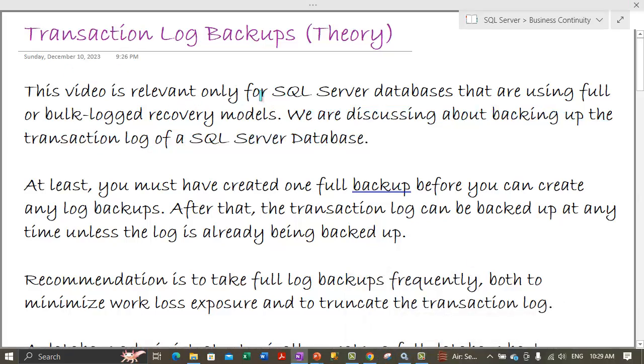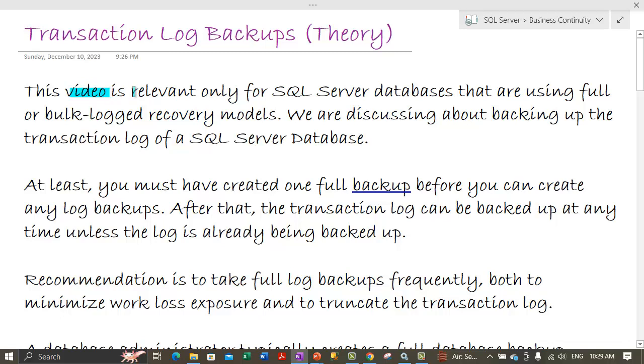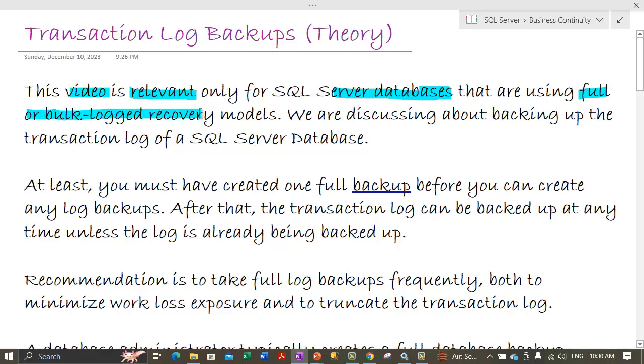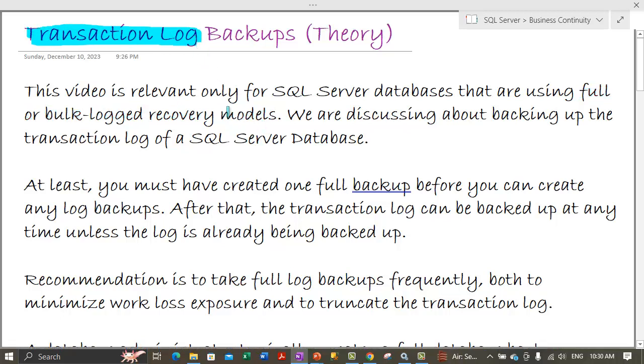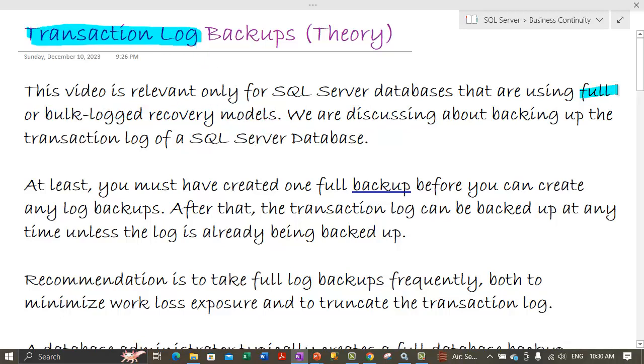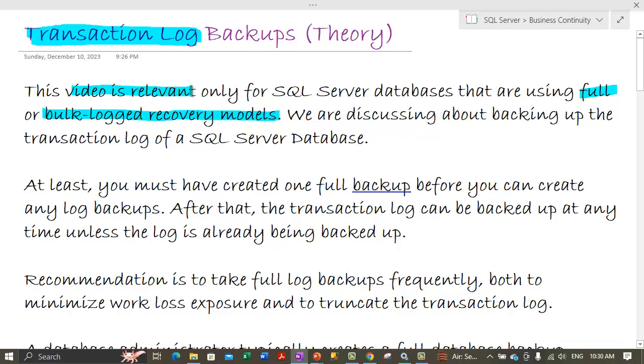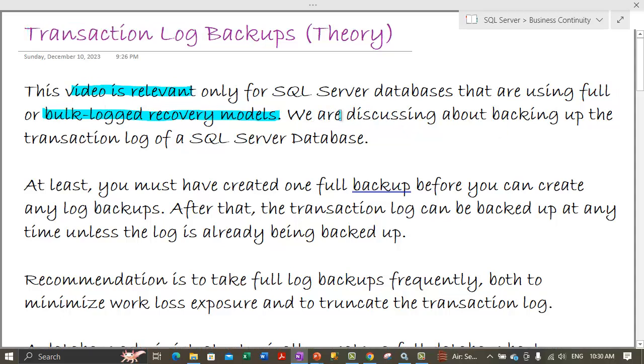Okay, so this video is basically relevant only for SQL Server databases that are using the full or bulk-logged recovery model, because transaction log backups are not available under the simple recovery model, which is the third recovery model in SQL Server. So transaction log backups are only available under the full or bulk-logged recovery models. So this video is relevant only for databases using these two models.